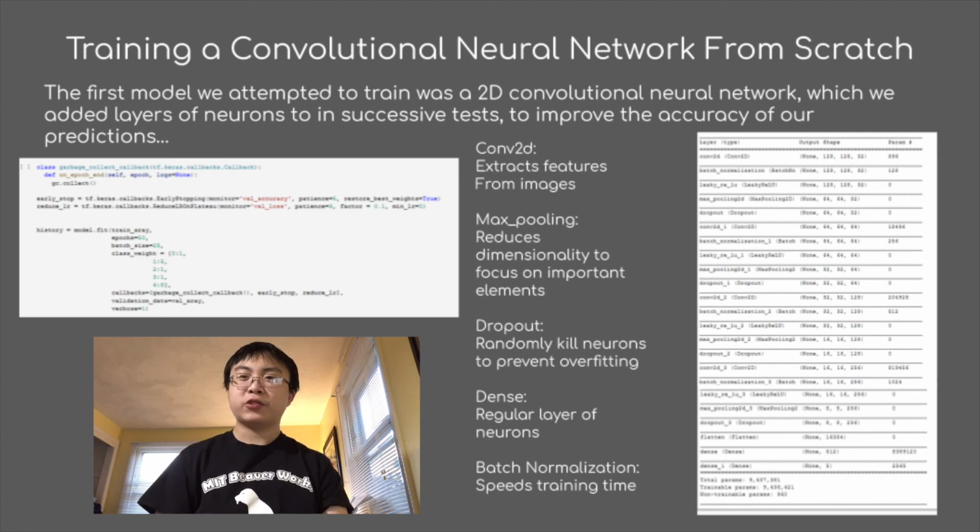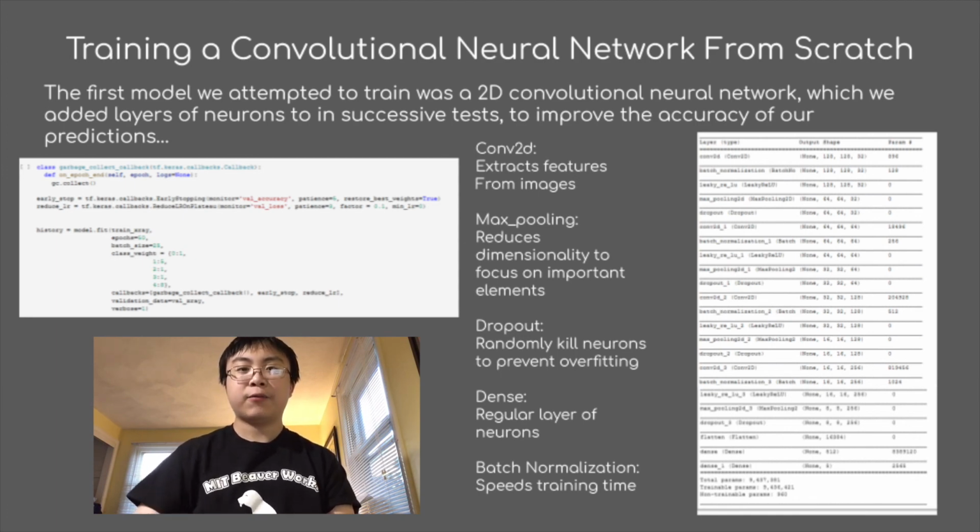The first model we attempted to train was a 2D convolutional neural network, which was created from 5 different types of layers. The first, a convolutional 2D layer, extracted features from every image to analyze. Secondly, a max pooling layer reduced the dimensions of the model to focus on only the important elements. Third, a dropout layer randomly killed neurons within the neural network to prevent overfitting, which is a training accuracy that is significantly higher than a validation accuracy. Fourth, a dense layer is a standard layer of neurons. And finally, a batch normalization layer is used to reduce the training time of the network.